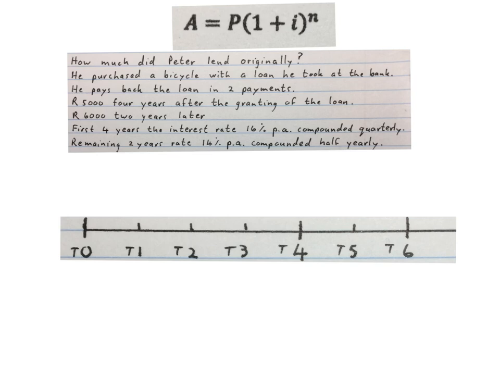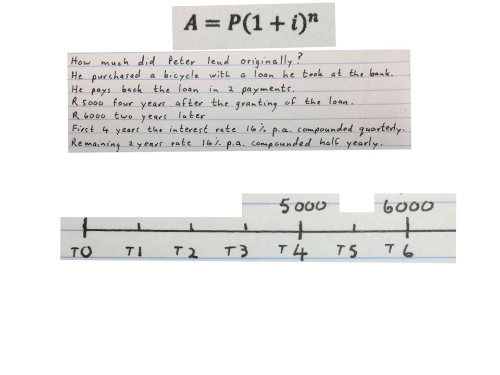It might be a good idea to set up a timeline. Over here, the loan started, then it's 1 year later, 2 years, 3 years, 4 years, 5 years, 6 years. After 4 years, he pays back 5,000. And after 6 years, he pays back 6,000. Like we said, at the end of the 4 years, he paid 5,000, and at the end of 6 years, he paid 6,000. So we're going to do 2 separate sums.